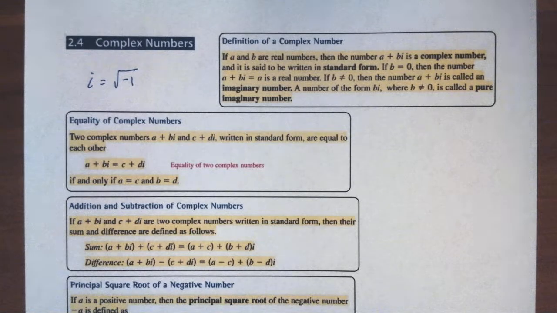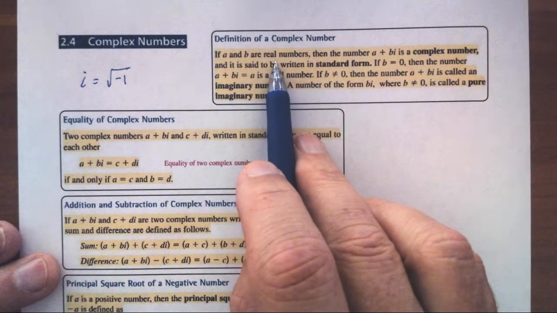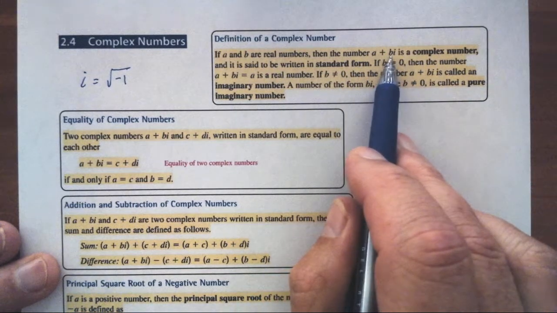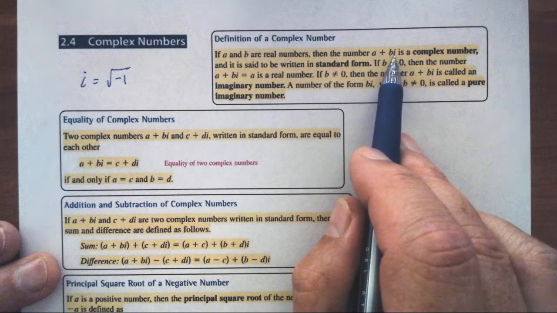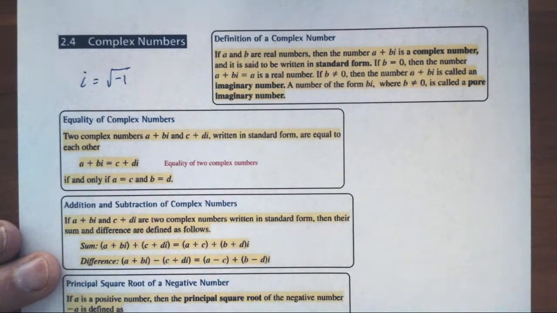we're just going to go through the mechanics, and I don't think this is going to be a particularly challenging section for you if you get through the homework with it. So if a and b are real numbers, numbers that we're used to working with, then the number a + bi, or a + b times the square root of -1, is a complex number. It's said to be written in standard form, a + bi.